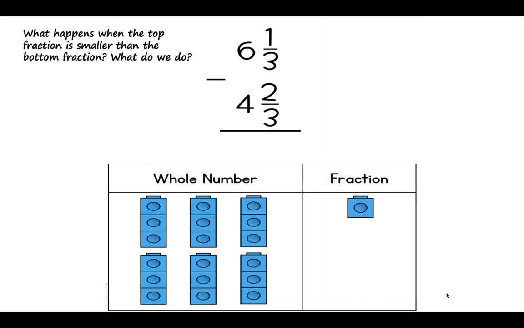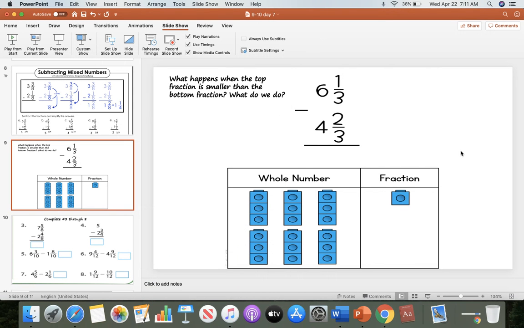All right. So now what happens when the top fraction is smaller than the bottom fraction? What do I do? So I have to think to myself, all right, well, the whole is divided into 3 parts, and you can see that in the picture here. 1, 2, 3. And then I have 1 extra piece left over. All right, so I have 6 wholes and 1/3 of it left. Now I have to take away 4 2/3.